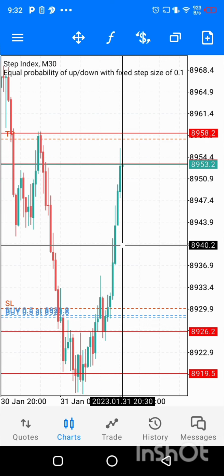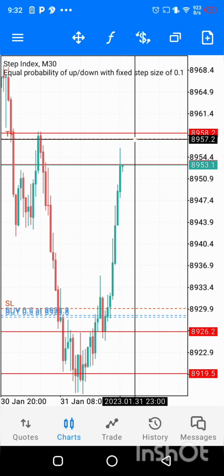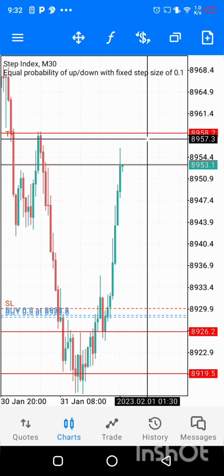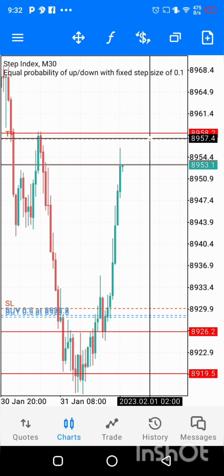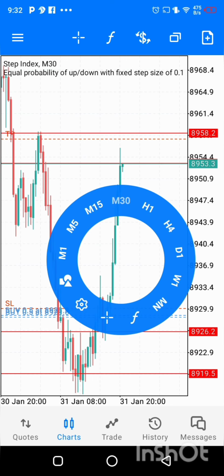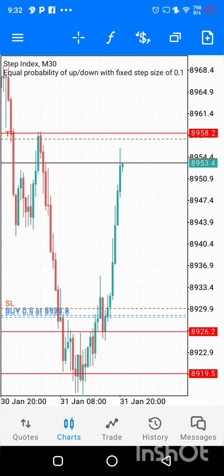Remember, TP1 was here and our TP2 is somewhere here. So we are definitely smashing TP. Okay, right? And also you need to be sure of your trend, the market trend, the market direction, the trend of the market.